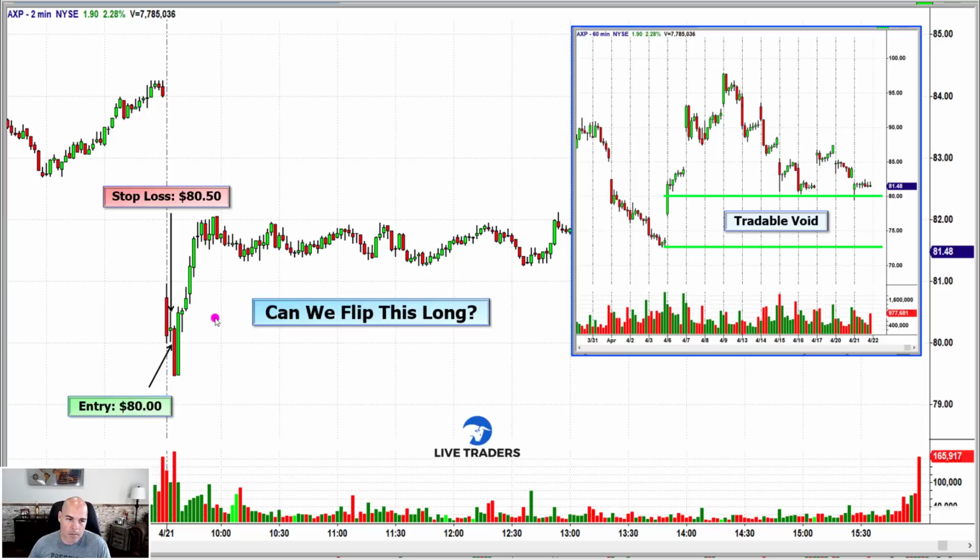Sure, does it take a little bit of courage when your bias is short and this happens? It does, and it takes quick thinking. You only had, was it a 2-minute chart? You had about three minutes to think about this. When you saw that green bar and then you saw the bottoming tail, it should have been enough time, right? Should have been enough time. All right.